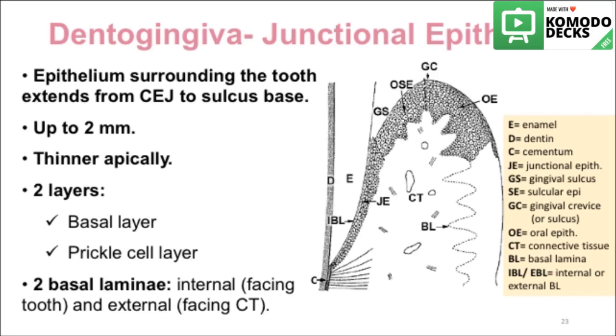It is almost 2 millimeters, and it is thinner apically. It is composed of two main layers, the basal layer and the suprabasal cell layer. Also there are two basal laminae, an internal basal lamina and an external one on this side. Two layers doesn't mean it's just two layers of cells, but it is two types of cells.